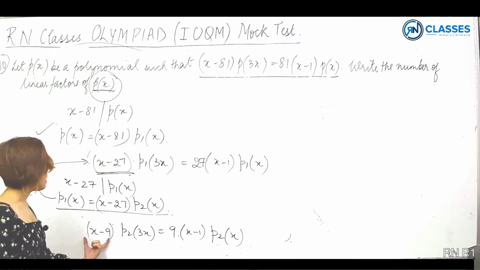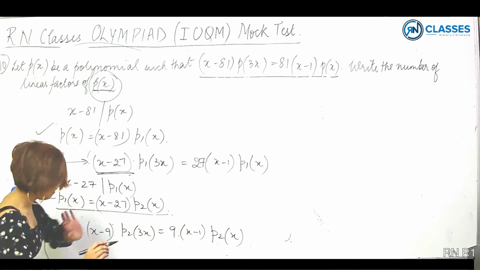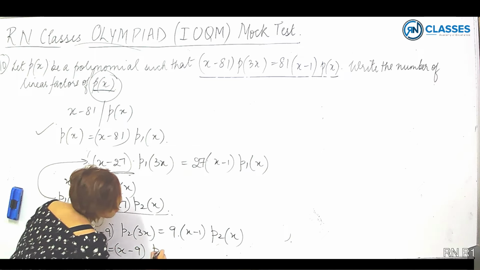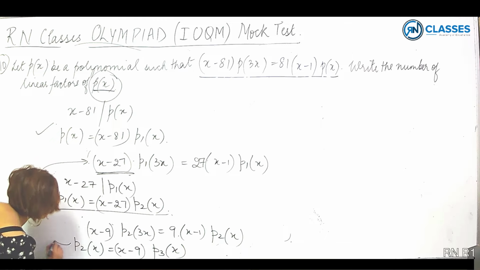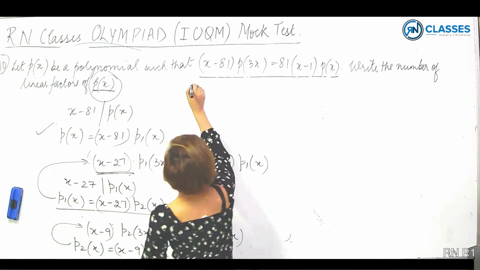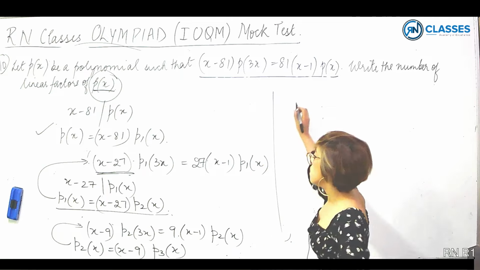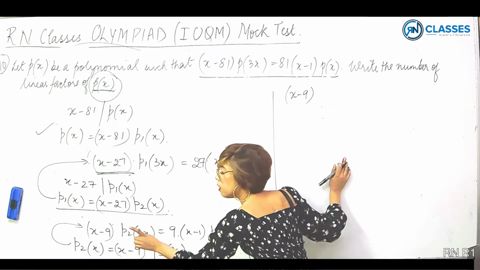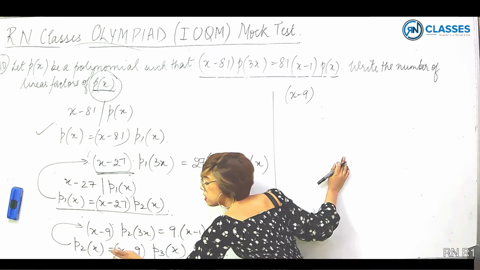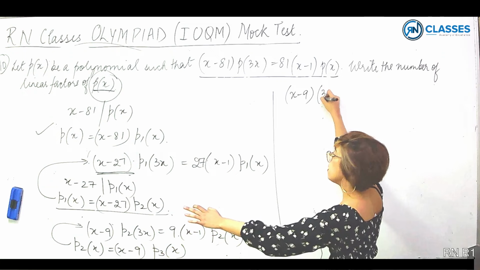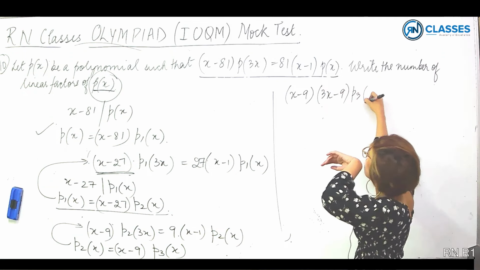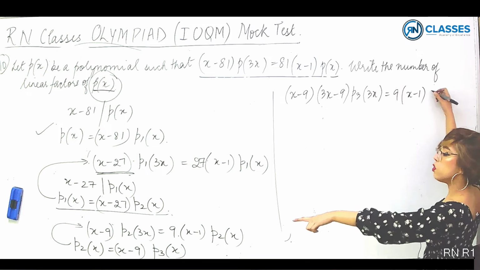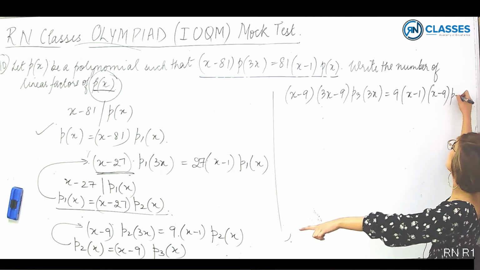Right? Now, x minus 9 will definitely divide P2 of x. So, let me write P2 of x as x minus 9 into some other polynomial, that is P3 of x. Substitute the value of P2 of x over here. So, x minus 9 as it is into P2 of 3x. So instead of x, 3x. So this is 3x minus 9 into P3 of 3x equal to 9 into x minus 1 into P2 of x, which I have to substitute, x minus 9 into P3 of x.